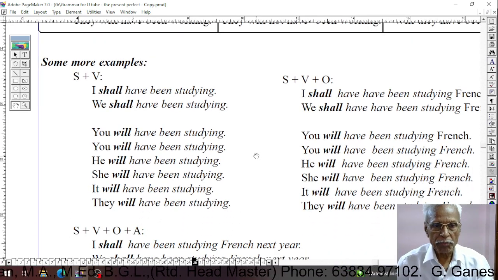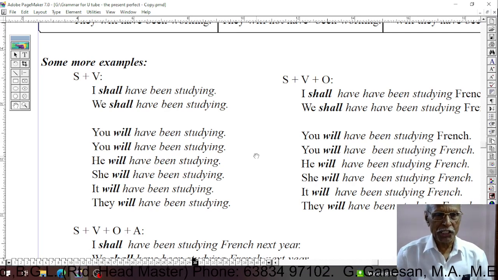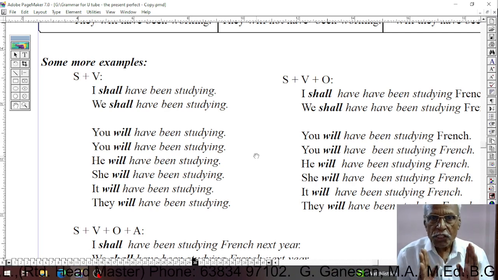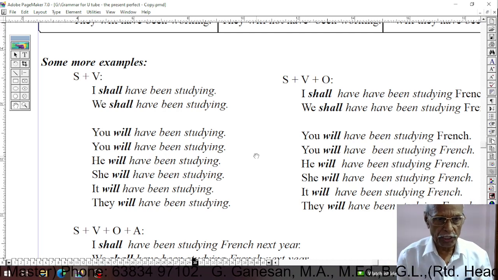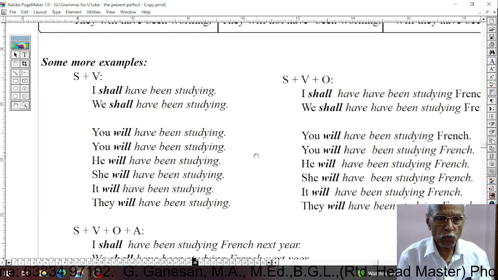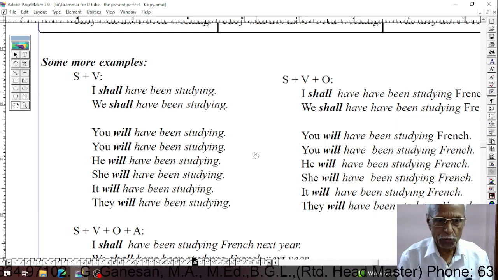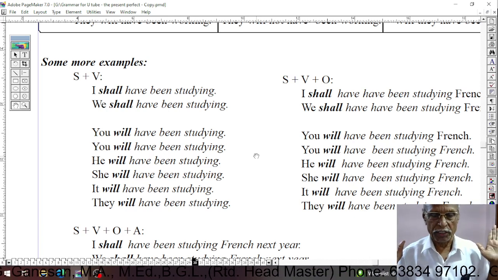SV. I shall have been studying. I shall have been doing my study. I shall have been studying means I shall have been doing my study. We shall have been studying. You will have been studying. He will have been studying. She will have been studying. It will have been studying. They will have been studying.